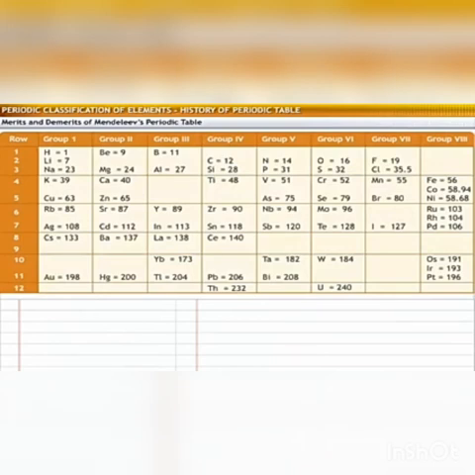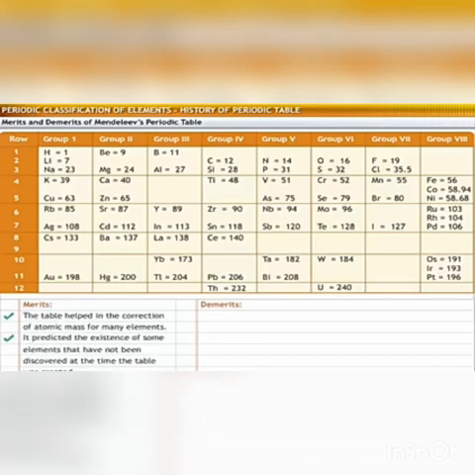Like other attempts at classification of elements, Mendeleev's periodic table also had some merits and demerits. Let's take a look at the merits first. The table helped in the correction of atomic mass for many elements. It predicted the existence of some elements that had not been discovered at the time that the table was created. Because of its merits, the periodic table is widely accepted as a system of classification.